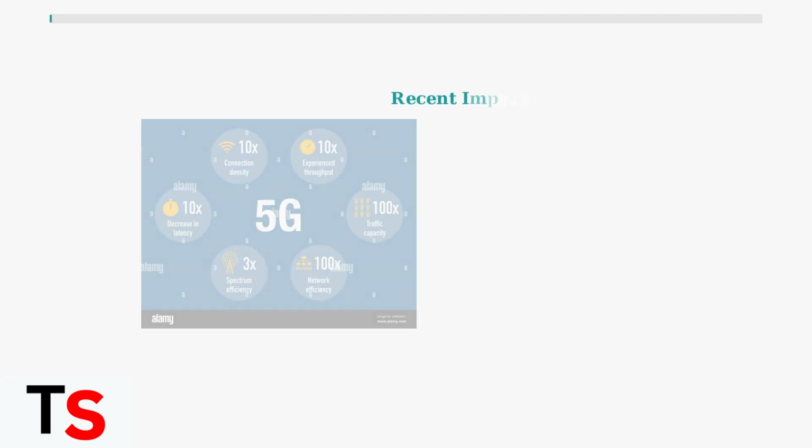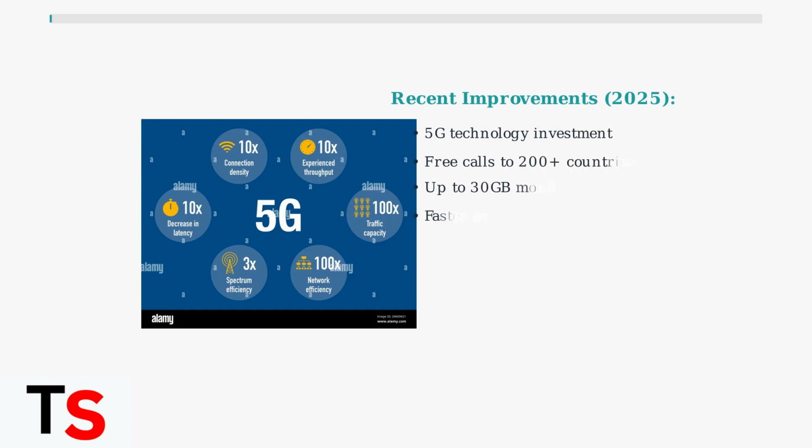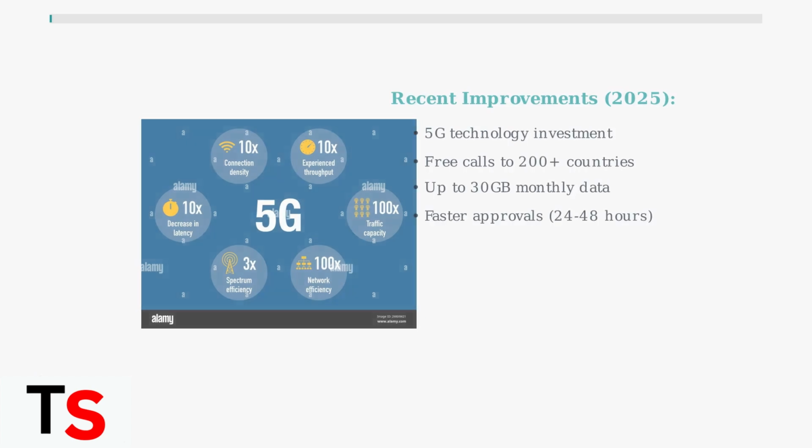This includes free smartphones, monthly talk and text, and data plans through government assistance programs. As of June 2025, AirTalk Wireless has made significant improvements. They're investing in 5G technology for faster speeds, offering free international calls to over 200 countries, and providing up to 30 gigabytes of monthly data.